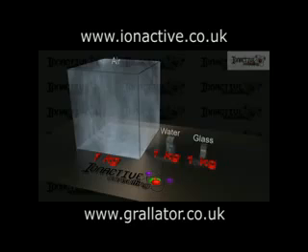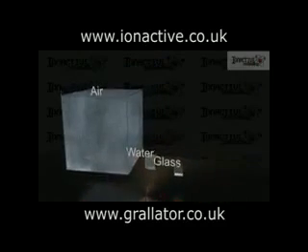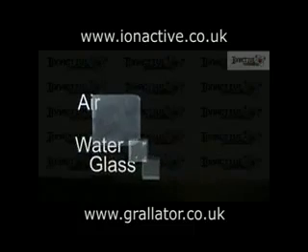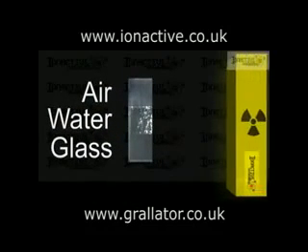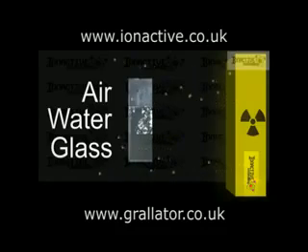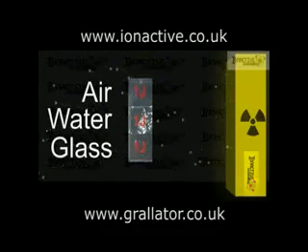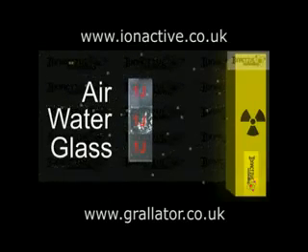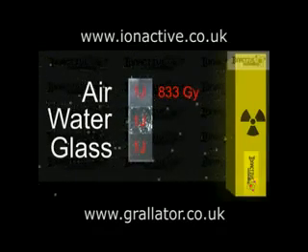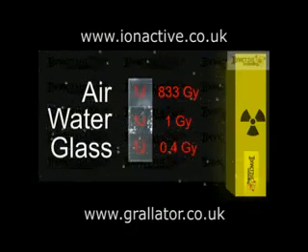the same absorbed dose. Looking at this from another viewpoint, consider a combined figure made of these 3 materials in equal volume, say a cube 10 centimeters on each side. Assume that this figure is irradiated and that each region absorbs 1 joule of energy. Because each region has a different mass, each will have a different absorbed dose. The air region will have received 833 Gray, the water region 1 Gray, and the glass 0.4 Grays.